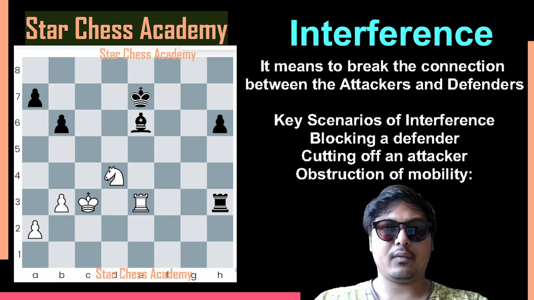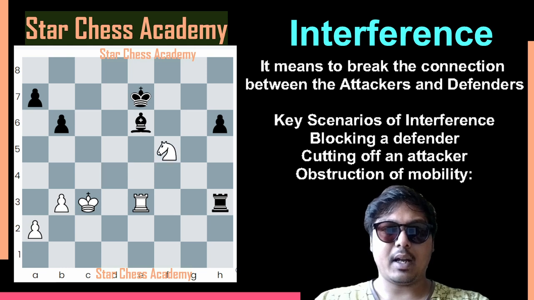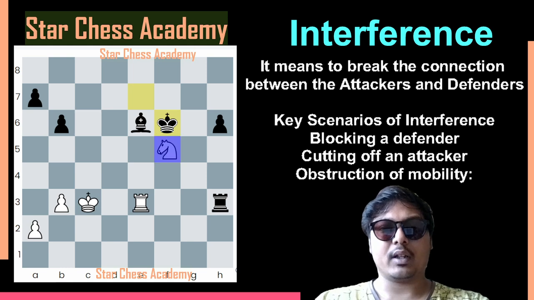Here white to play and find the interference chess tactics. The bishop is guarding the rook, so we have to break the connection between the bishop and the rook. So we can play knight f5. What a move! Knight f5 check, and now the bishop cannot capture the knight. Because of this pin, the king has to move, and then we will not move the knight, but we will capture the free rook here.